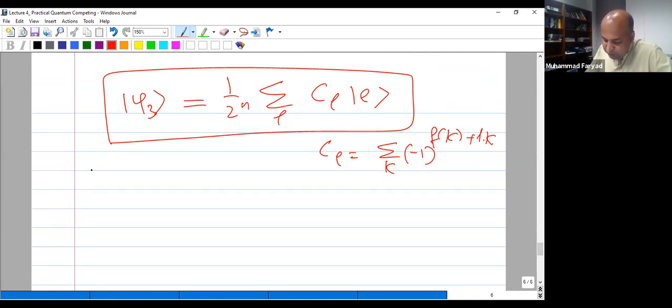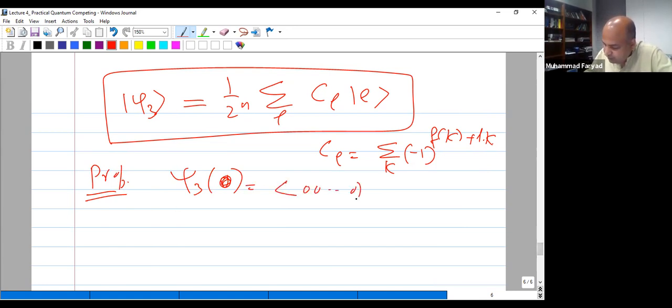So let's first find out the probability of finding state psi3 in the 0 state. At the output psi3, if I measure it, what's the probability of it being in the 0, 0, 0 state? That I can work out easily. This is the inner product of the state psi3 with the basis state 0, 0, 0. To find the probability of measuring psi3 in 0, 0, 0, I have to find this inner product and take its absolute square. So this gives us the probabilities. Let's work out this number.